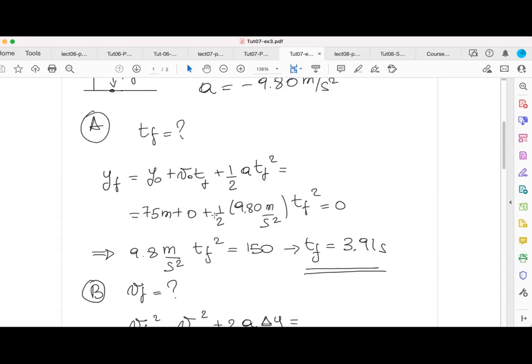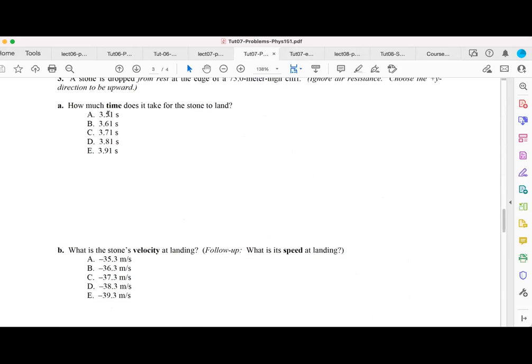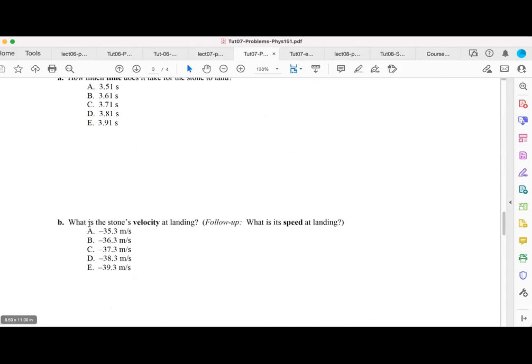Then it's asking in B, and you have all these solved also in the solution, what is the stone's velocity at landing?